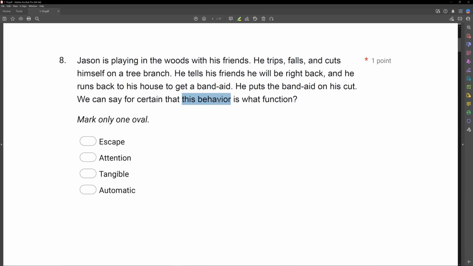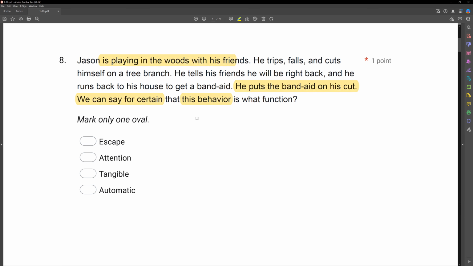So when we say this behavior, talking about putting the Band-Aid on his cut, what can we say for certain is the function of that behavior? Because if we look, he was playing in the woods with his friends. He trips, falls, cuts himself. He tells his friends, I'll be right back, and goes and gets a Band-Aid.